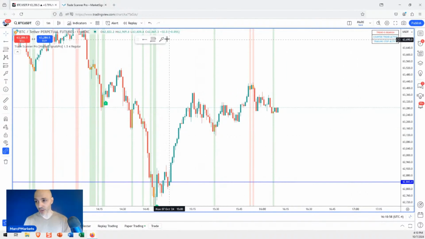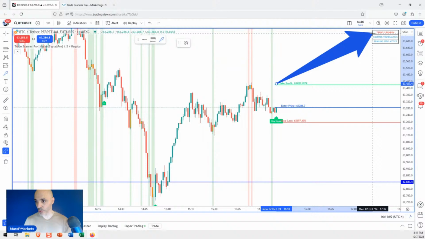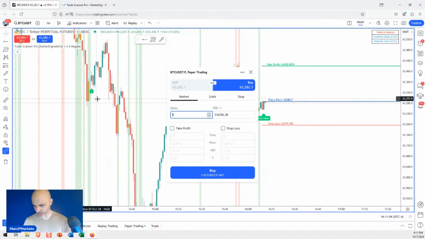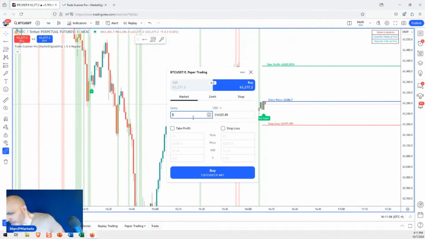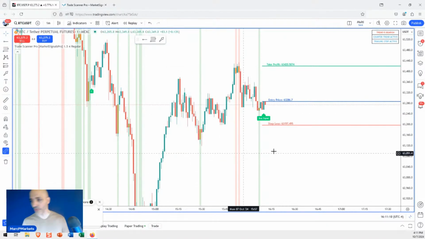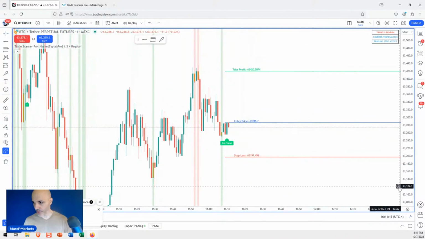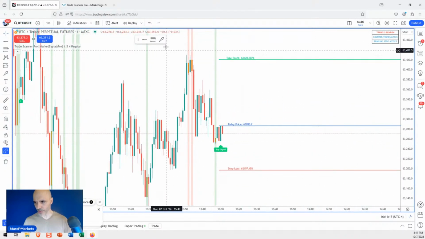Now the Trade Scanner Pro tells me that this trend is bearish. Here's my long signal, so I'm going to buy. Let's see. I'm going to buy 3 contracts. We'll start with 3. So I'm long 3 contracts of the futures now. So now notice the signal appeared.